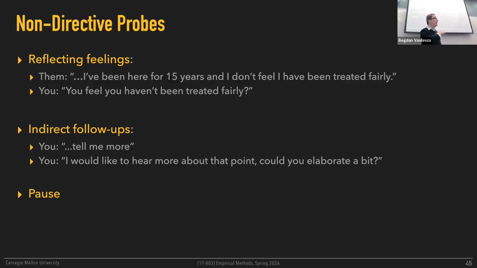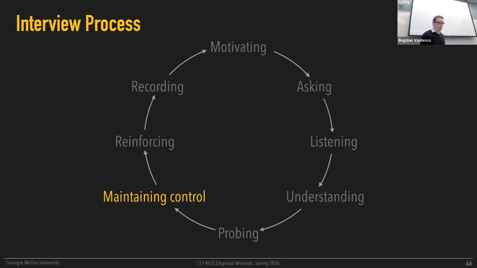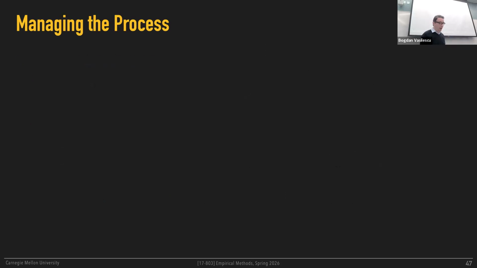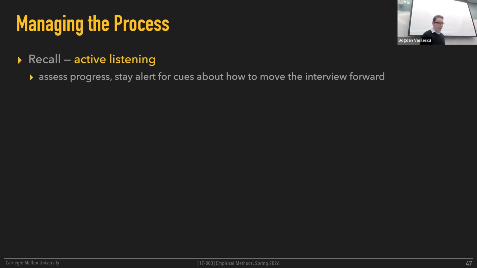Don't rush. Take your time and use pauses deliberately whenever you feel like you would like to get more information out of your participants, right? They will sense the awkwardness and provide you with more. Okay. Right. You have to still manage the process.